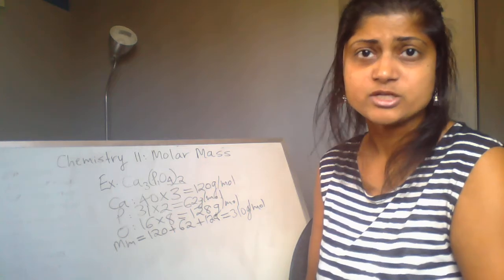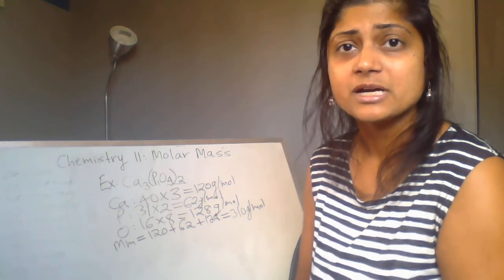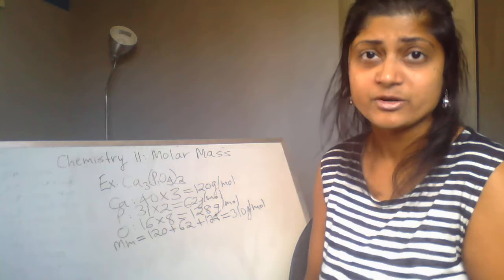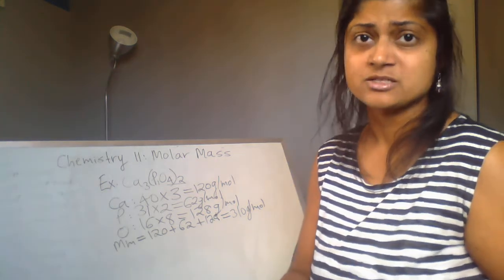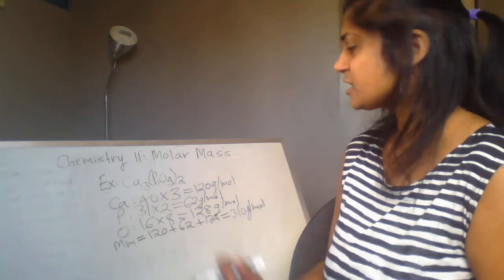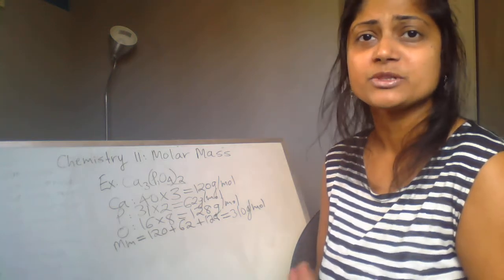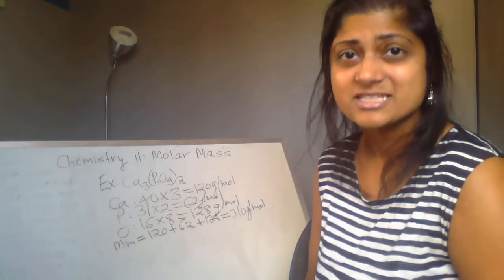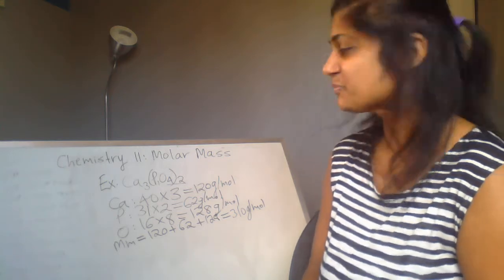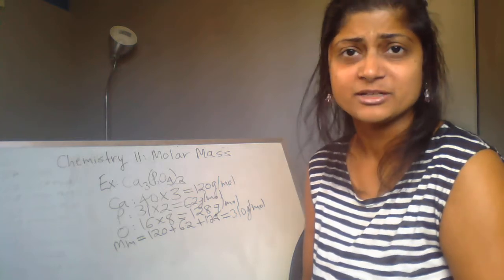For all of these questions in this unit, I would make sure I'm writing a concluding sentence at the very end. Most teachers like to see that as a formal answer at the very end of the question. So as a therefore statement, I would put: therefore, the molar mass of calcium phosphate is 310 grams per mole. And that's our final answer.